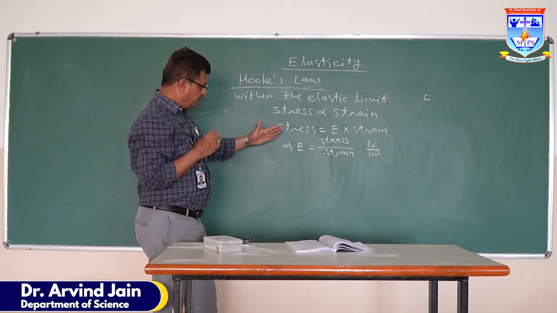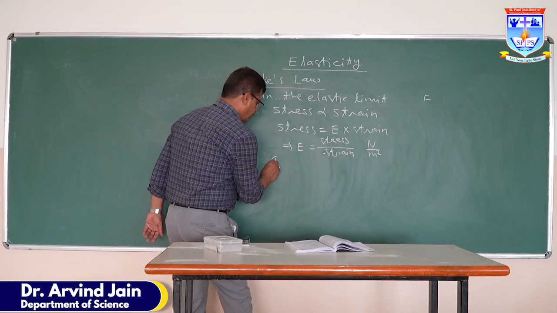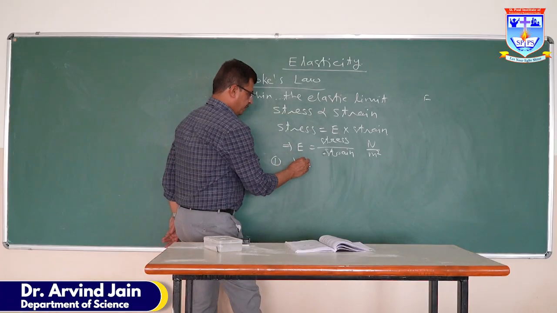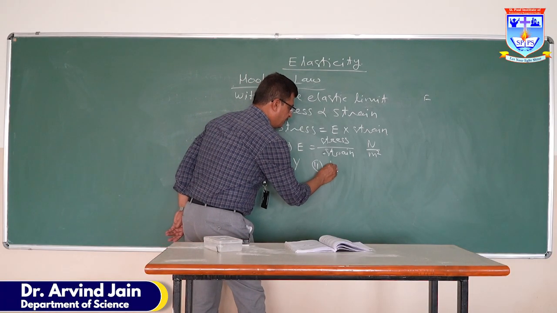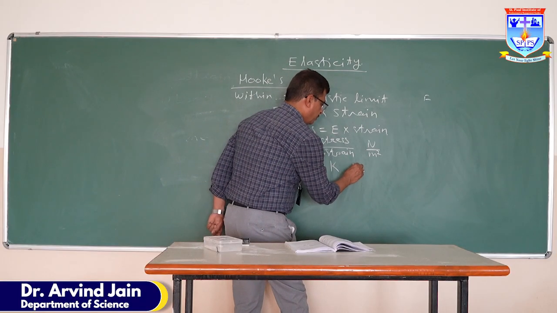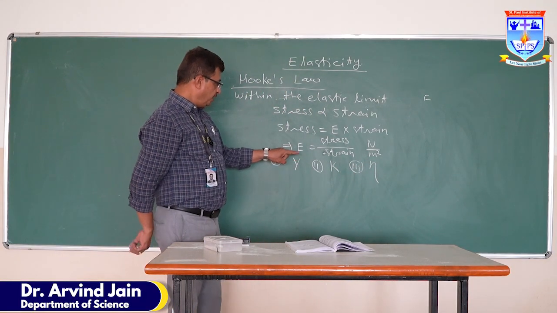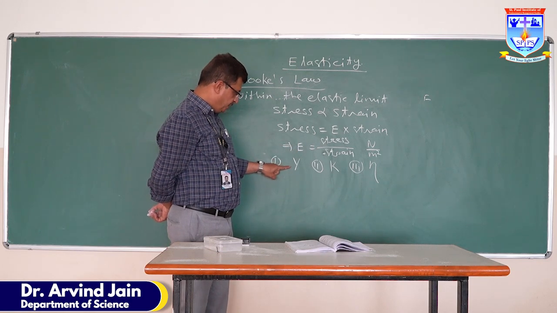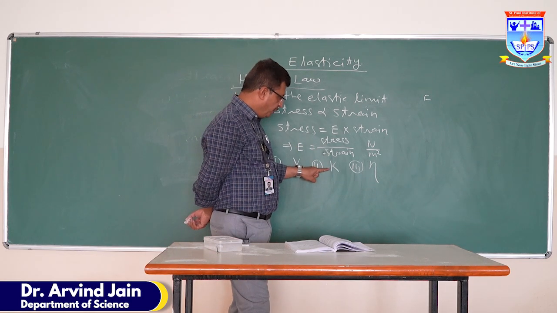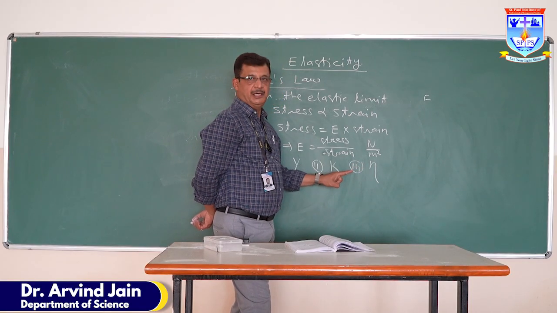So there are three types of modulus of elasticity. First is Young's modulus, represented by Y. Second is bulk modulus, represented by K. Third is modulus of rigidity, eta. So there are three types of modulus of elasticity: Young's modulus Y, bulk modulus K, and modulus of rigidity eta.